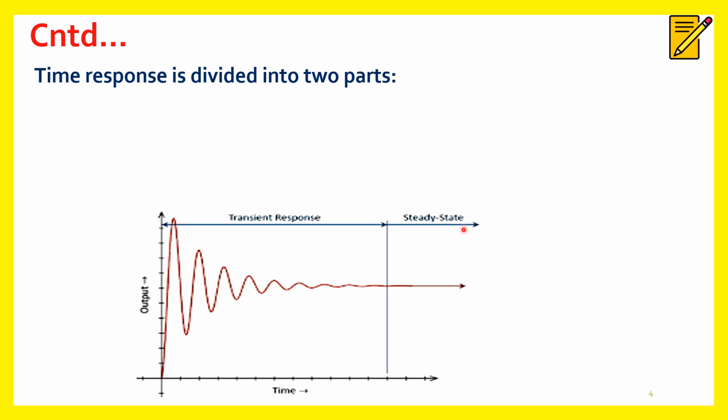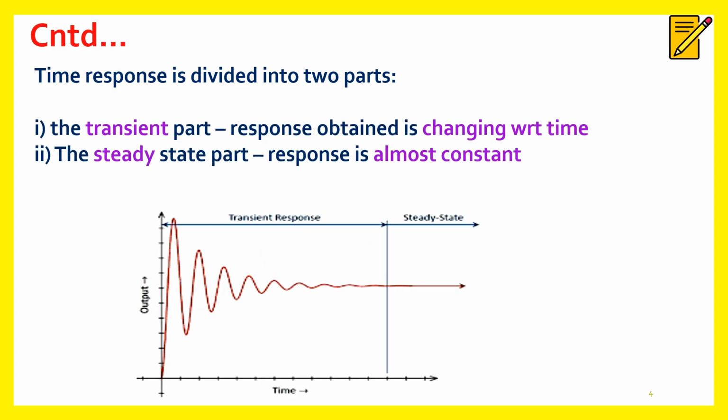What is steady state response? It is where the output reaches a fixed value. Before reaching the fixed value, the output takes many transients. These are called oscillations, and the oscillations are decreasing with respect to time. So exponentially decaying amplitude is the transient response. Afterwards, we have a constant response. The total time response is always the sum of the transient response and the steady state response.